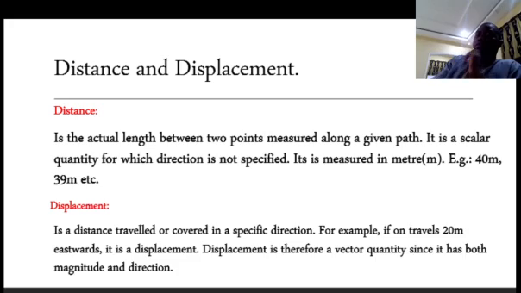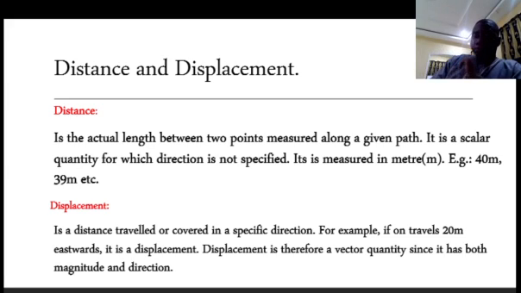Distance is scalar because it has no direction, it has only magnitude. Displacement is a vector because it has both magnitude and direction. Talking about some examples, 20 meters is a distance. But 20 meters eastward, now we have both magnitude and direction. The magnitude is 20 meters, the direction is eastward, so it is a complete vector quantity.